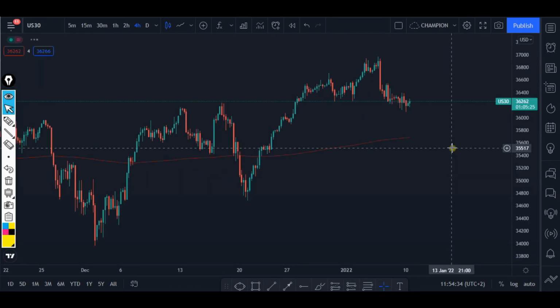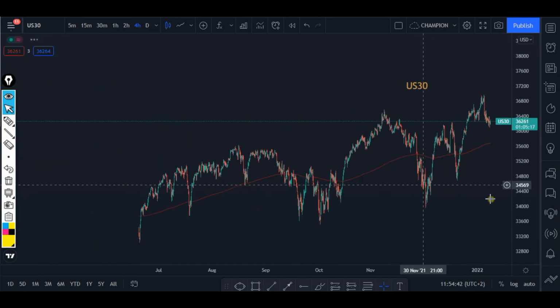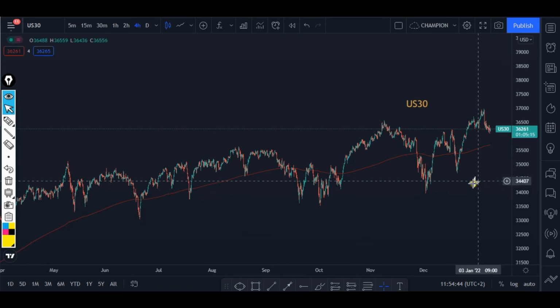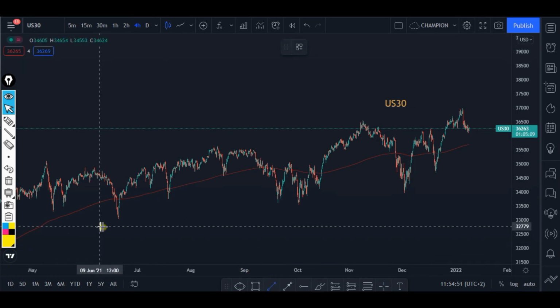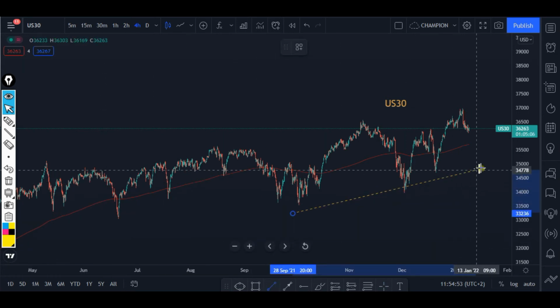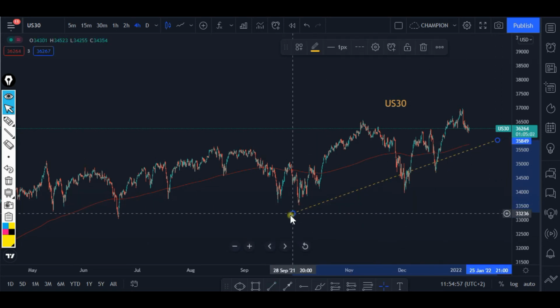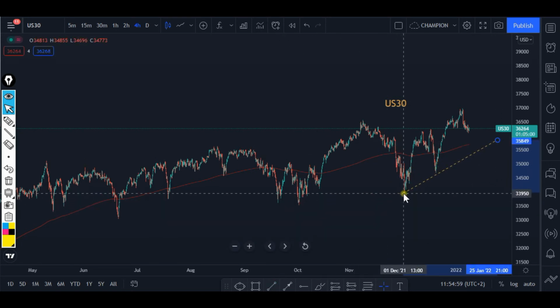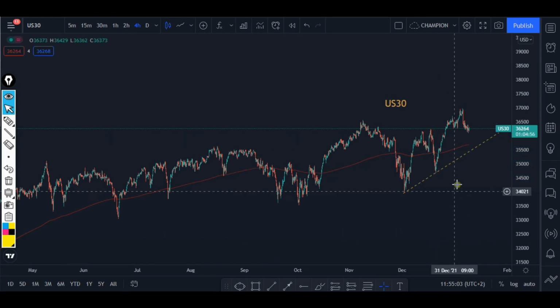And the next one, we have our US30. Let's zoom out so that we can be able to see the overall market movement. We are able to see that at the present moment, the market is giving us something like this.